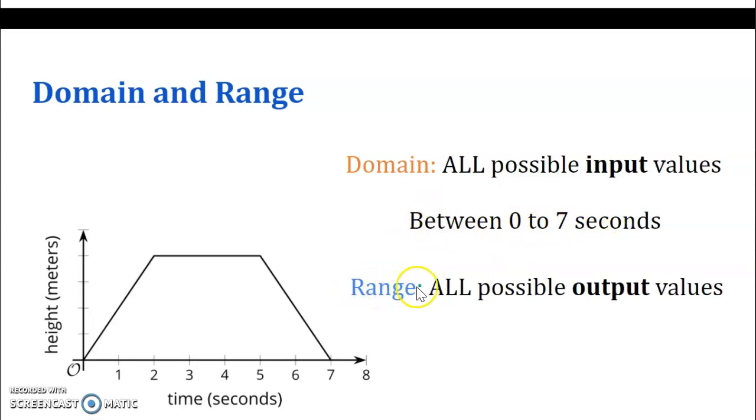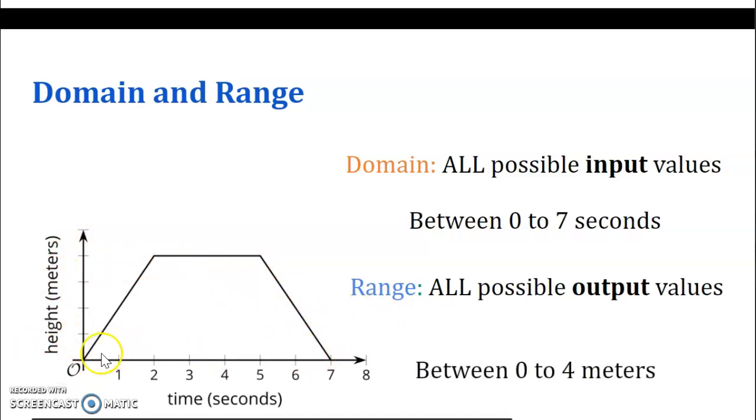What about range? Range is how far the graph extends on the y-axis. So we're really talking about the possible y values. The graph starts at 0, and the maximum value the graph reaches is 4. So we're going to say it goes from 0 to 4 meters.